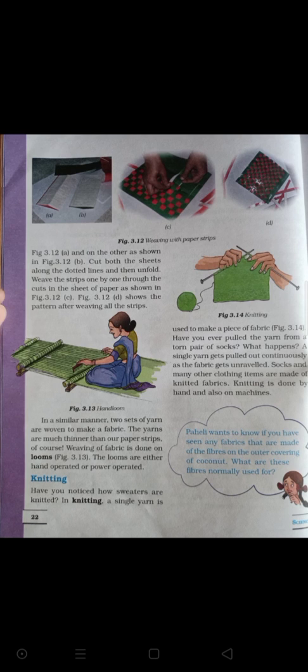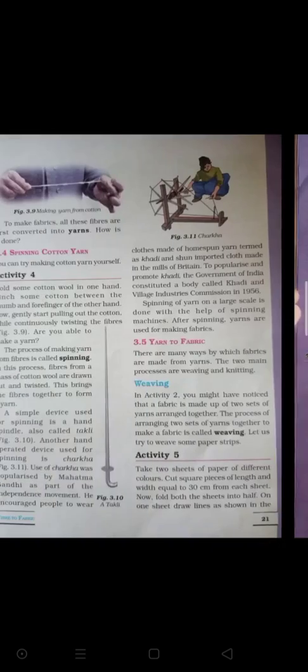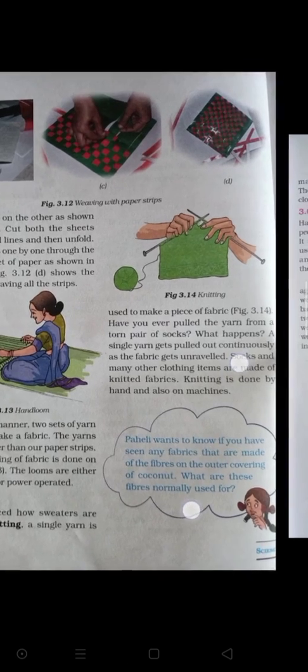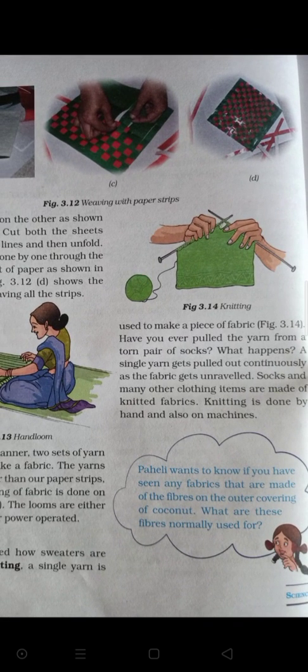Now the next one is knitting, guthna. Okay, you all have seen this. In knitting, a single yarn is used to make a piece of fabric. Okay, and a single yarn gets pulled out continuously as the fabric gets unraveled, and socks and many other clothing items are made by knitting. Your mother or your grandparents at home must have made sweaters, which they knit by hand.